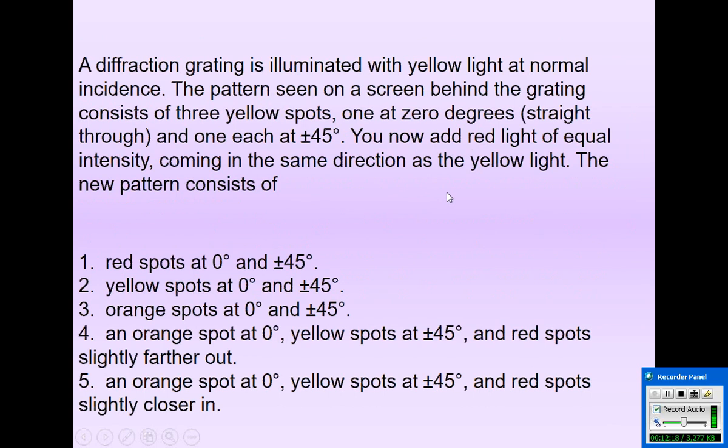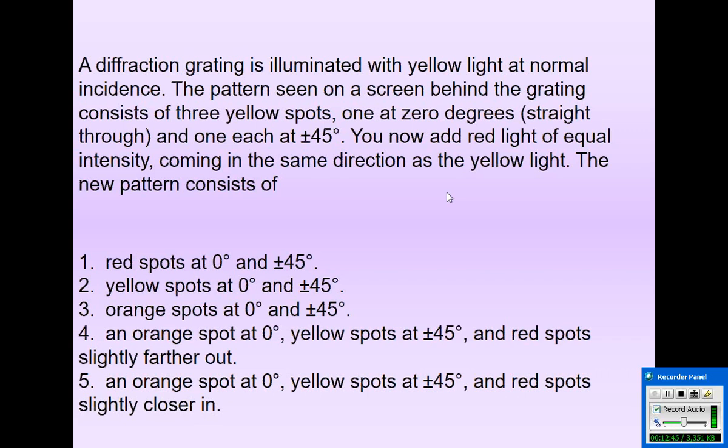A fun little conceptual question. We have a diffraction grating that is illuminated with yellow light. The yellow light, of course, is coming straight into it at normal incidence, as it says. And the resulting diffraction pattern has a yellow spot at the center, and then one yellow spot at 45 degrees to the left, and another yellow spot at 45 degrees to the right.